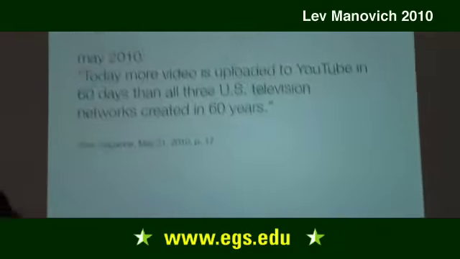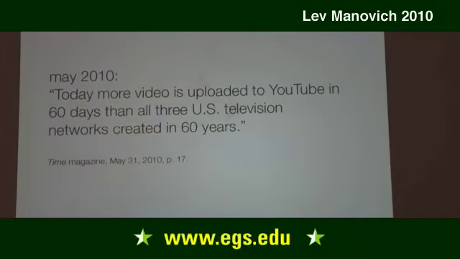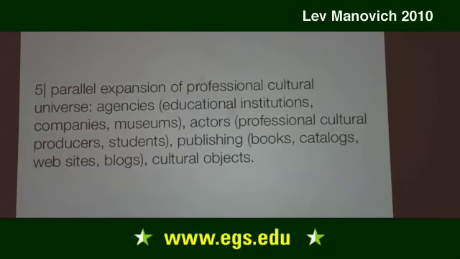And then, well, what are you going to do with them, right? And okay, this is kind of obvious, right? I mean, I don't know if it's true, but I think it makes for a nice slide, right? But also this is interesting, right? No videos uploaded to YouTube and saved today, that all 3 US television networks created in 60 years. Now, it's not maybe the same quality, but anyway.